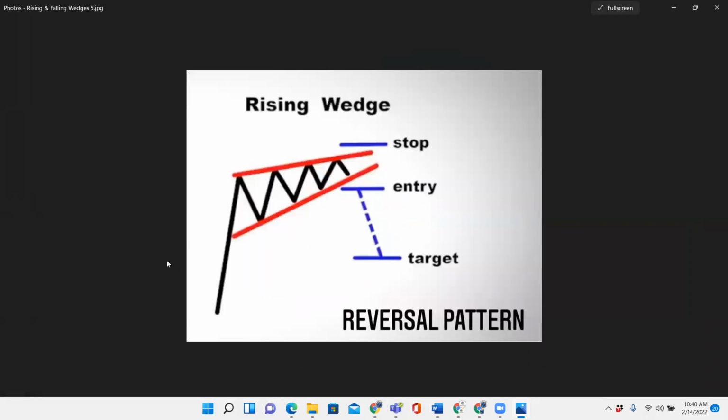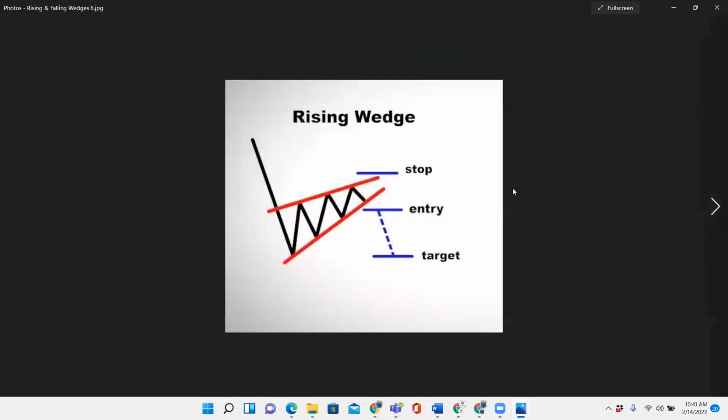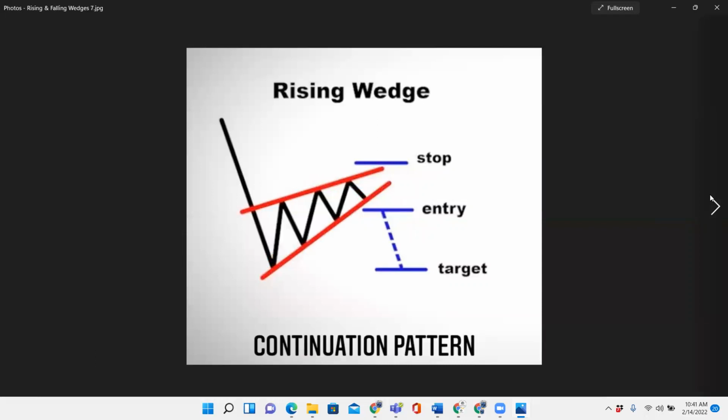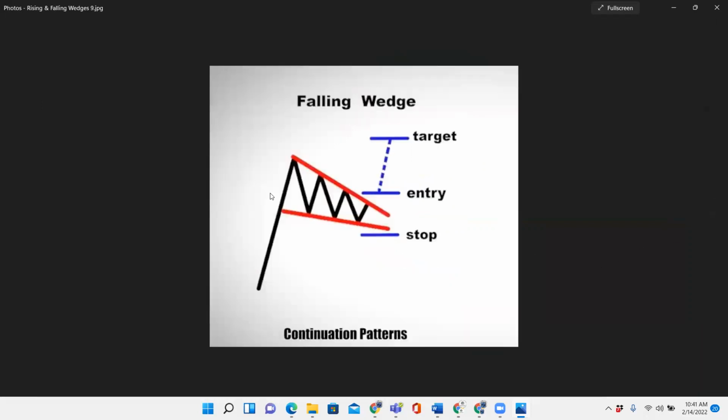So guys, let's go all the way to the beginning. We have an up and an up. This is a what? Reversal pattern. We have a down and an up. This is a what? Continuous pattern. We have a down and a down. This is a reversal pattern. We have an up and a down. This is a what? Continuous pattern.